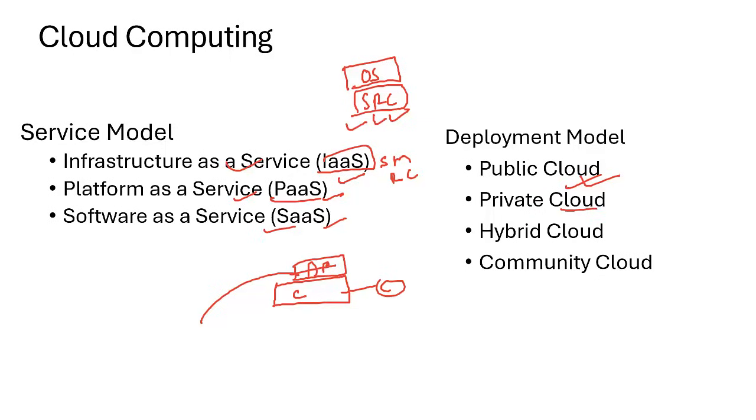Second is called a private cloud. Private cloud means greater control and security, but high cost. Dedicated instances will be available to you. You build your own data center and host the services. Hybrid is a combination of public and private, which offers flexibility but can introduce integration challenges.